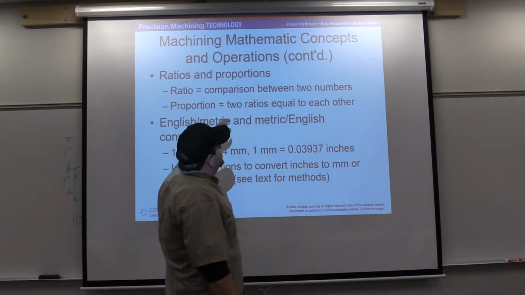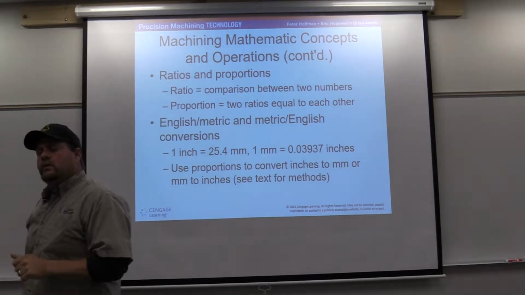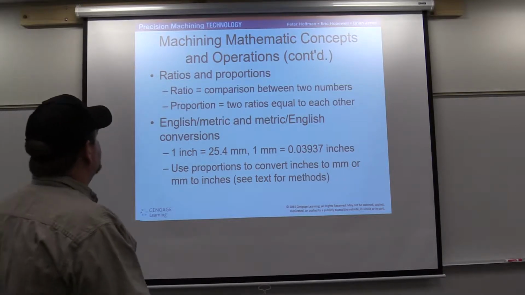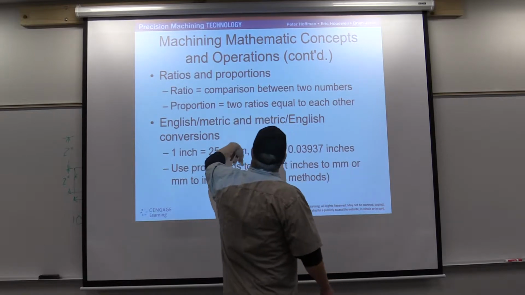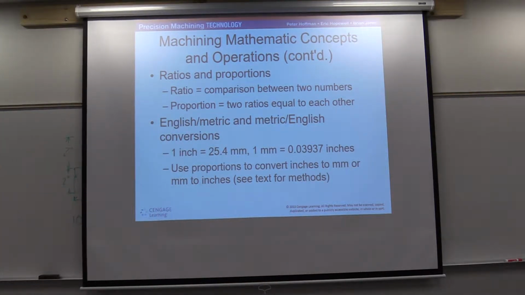Manufacturing 101. We're going to be continuing on with Section 2, Unit 2. We are now on page 70, which is ratios and proportions. Okay, so a ratio is a comparison between two numbers. A proportion is two ratios equal to each other. English metric conversions, we'll get to those here in a second, okay?